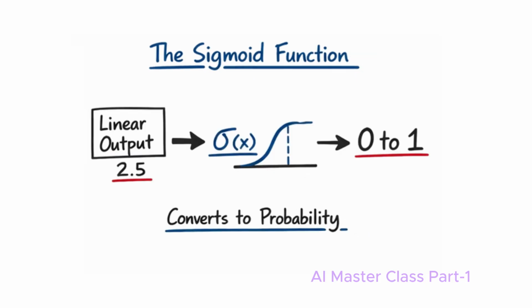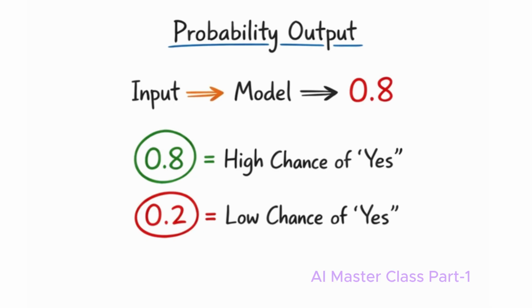Think of it like this. We still calculate the linear values internally, just like in linear regression, but instead of using the value directly, we pass it through a function. That function converts any value into a number between 0 and 1. That function is called the sigmoid function. So now, for any input, the model gives a probability. For example, 0.8 means high chances of yes, or 0.2 means low chances of yes.